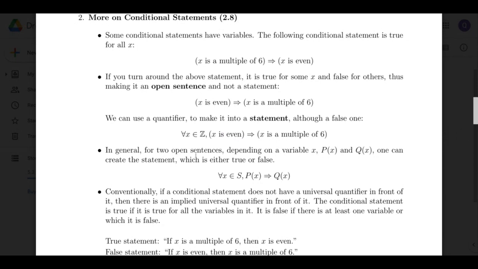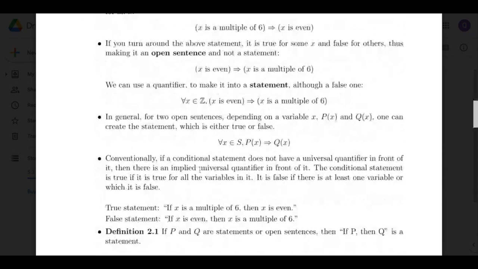In general, consider two open sentences depending on the variable x. One statement contains the variable x, and another statement also contains the variable x. This one is saying that for all x in a set S, one open sentence with variable x implies another open sentence containing x. Conventionally, if a conditional statement does not have a universal quantifier in front of it, then there is an implied universal quantifier in front of it. So sometimes it's by default. It's like when we talk about a variable x in mathematics, there's one x and x raised to the first power. It's just a convention that people agree upon.